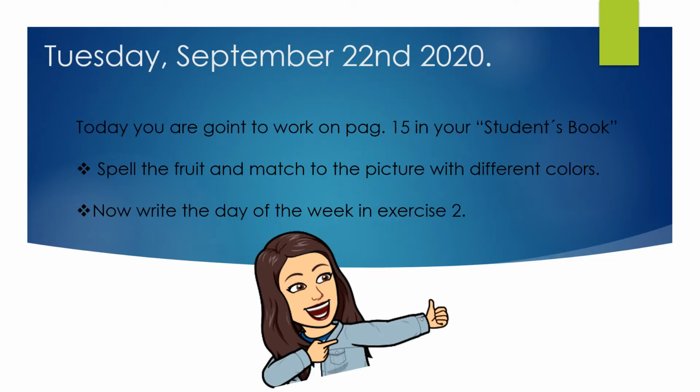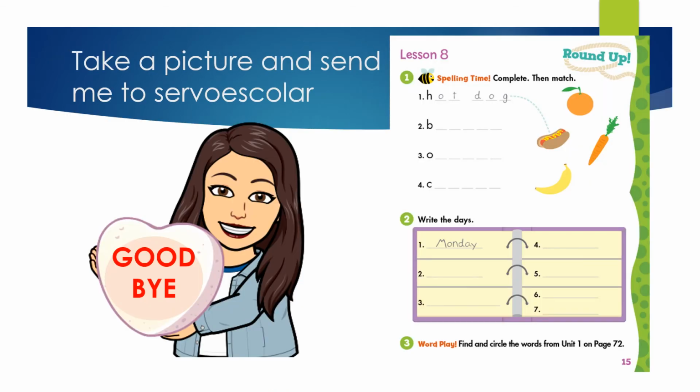Today is Tuesday, September 22, 2020, and we are going to work on page 15 in your student's book. On this page, we are going to spell the fruit and match to the picture with different colors. In exercise 2, you have to write the days of the week, and that's it. This is the page that you have to work on in your student's book, page 15.